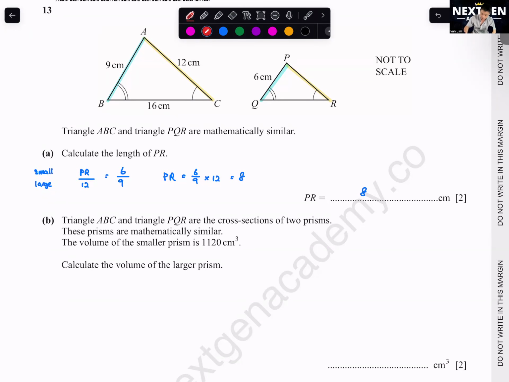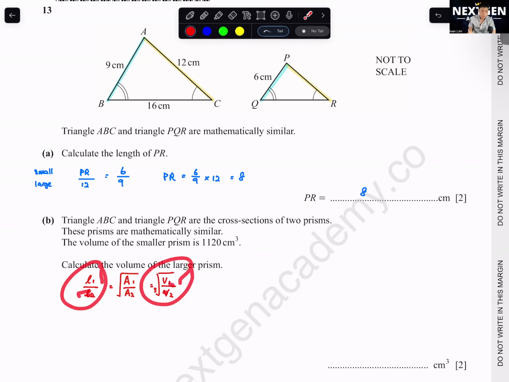Teacher, I mentioned this quite a number of times also. You take L1 over L2, A1 over A2, then V1 over V2. At the area here, you put square root. At the volume here, you put a cube root. So they will normally test you between either one unit, like the previous question is just length and length, or they will ask you between two units, like length and area, or length and volume. For this question, they are asking you between a length and volume. So we will use these two parts here.